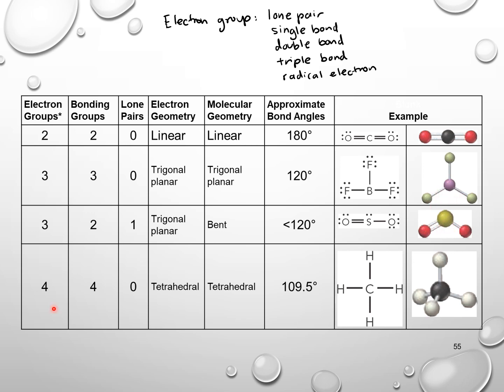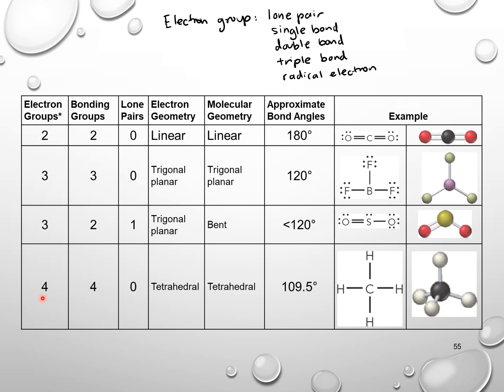Okay, now let's take a look at four groups. For four groups, we say we would spread it out like a tetrahedral. So if I were to draw it, these two are on the same plane, and this one's sticking out from the paper, this one's going behind the paper. That's why earlier I had a picture where a thick wedge and a hash wedge were sticking out of the paper and going behind the paper.